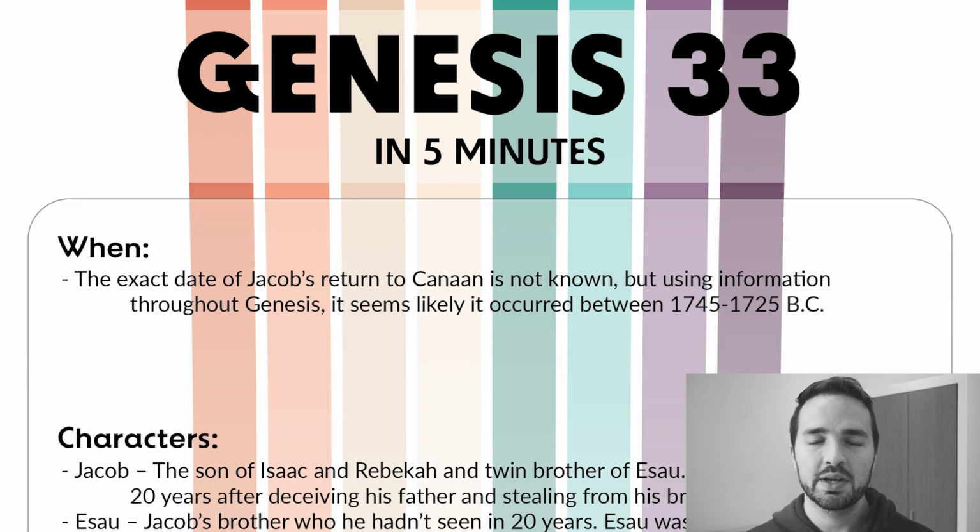Genesis chapter 33. When did the events of this chapter take place? Well, the exact dates of Jacob's return to the land of Canaan are not known for certain, but I think we can get within a good time frame of about 20 years. I'm going to place this between 1745 BC and 1725 BC.